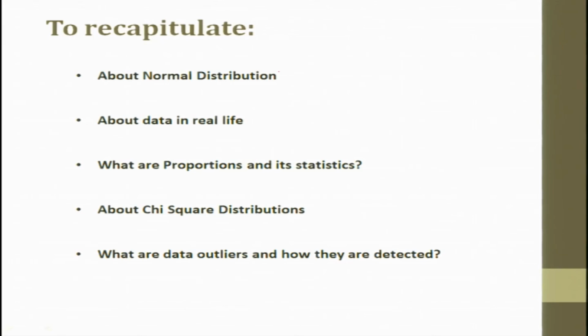Just to recapitulate, I discussed the normal distribution, then the application of normal distribution in real life, I did some numericals, then I discussed proportions and binomial distribution, then we had some information on Chi-square distribution to compare the variances of the sample and the population, then we saw a rule to detect the outliers. So we will meet in the next lecture, where we will discuss the statistical parts in metrology further.